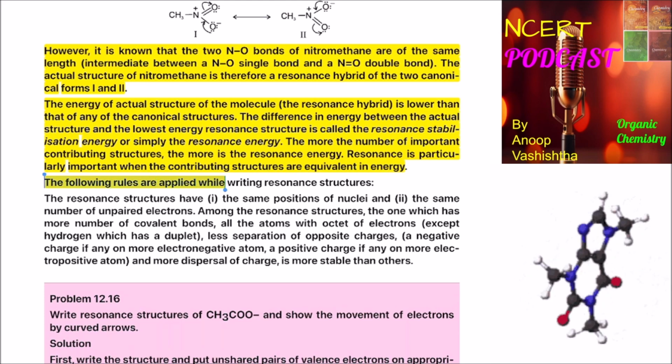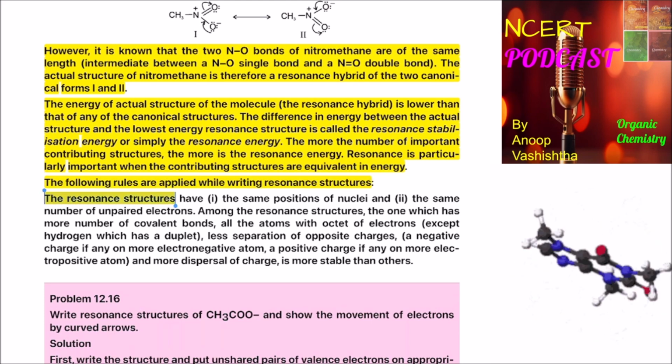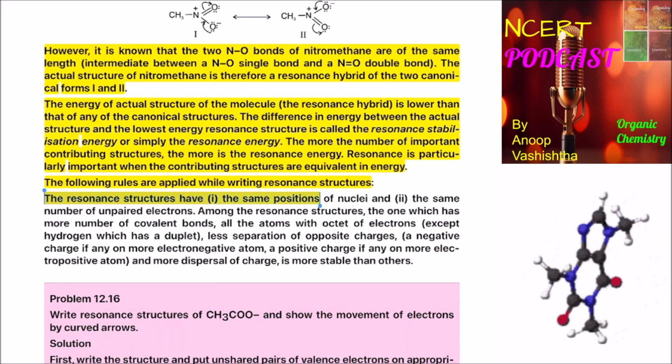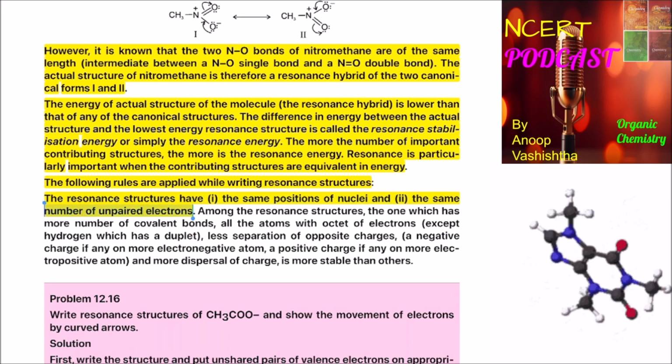The following rules are applied while writing resonance structures. The resonance structures have 1. The same positions of nuclei, and 2. The same number of unpaired electrons.